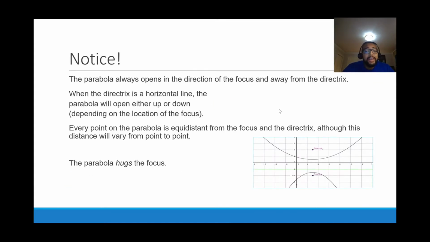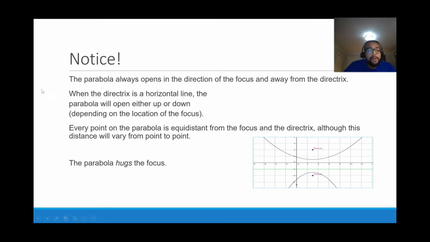So again, the parabola is always going to open in the direction of the focus and away from the directrix. Now, it says when a directrix is a horizontal line, the parabola is going to open up or down. It all depends on the focus. We're going to only talk about horizontal line for directrix today. We'll talk later about what happens when it's a vertical line for a directrix.